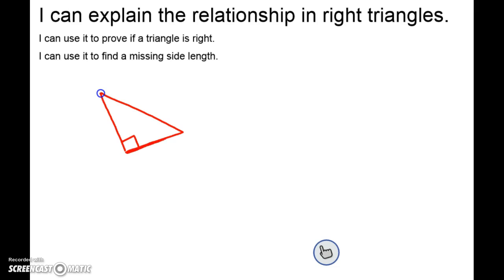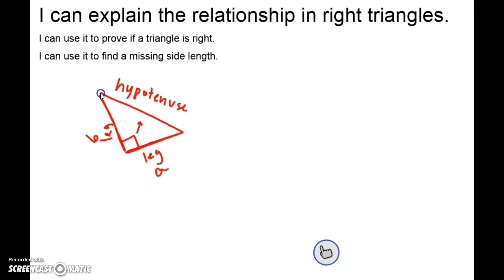This side length right here is called a leg. And this side length right here is also called a leg. It doesn't matter which one is which. We usually like to call this one A and this one B, but this one could be A and that one could be B. It really doesn't matter. However, the side length that is across from the 90-degree angle is always, no matter what, the hypotenuse. Every single time. So just getting us some vocabulary out there about right triangles.